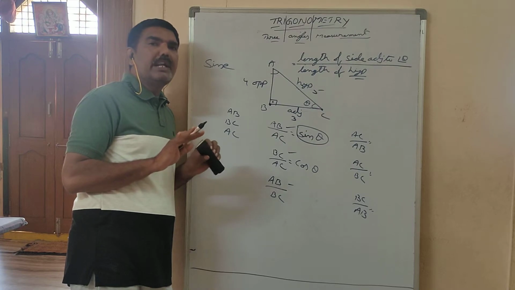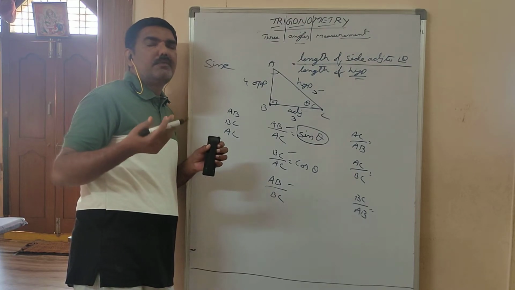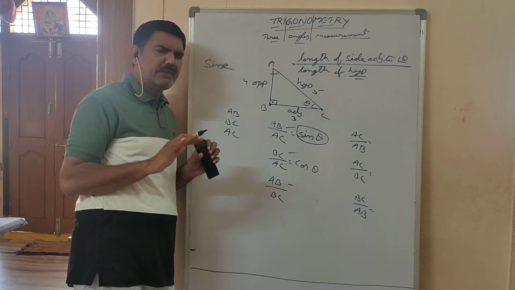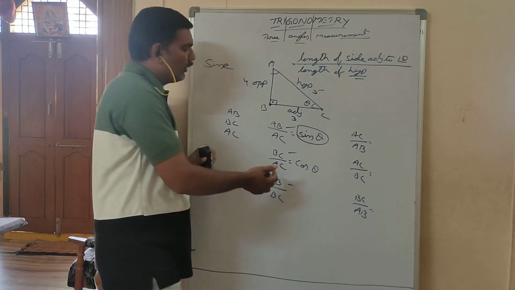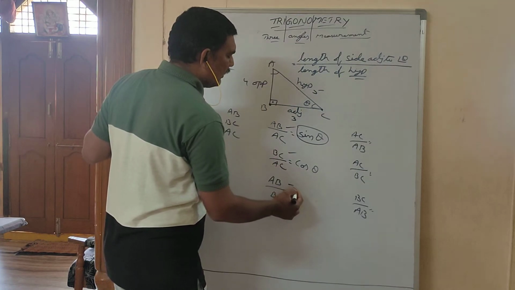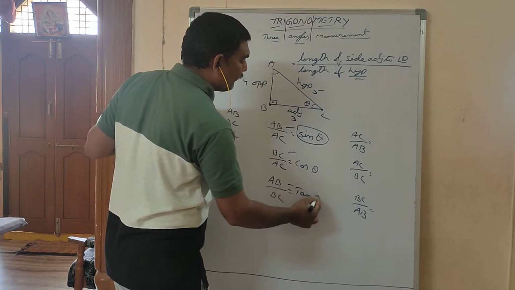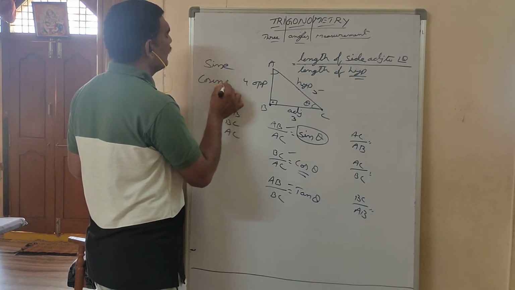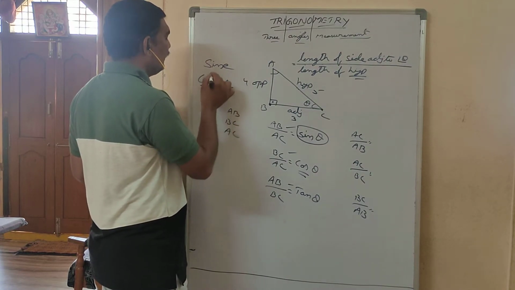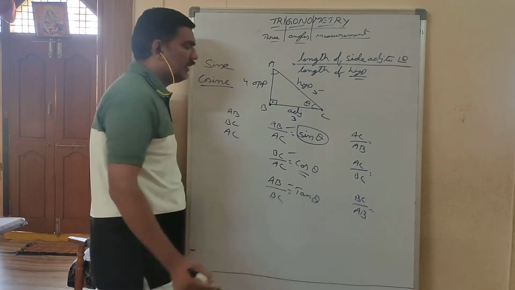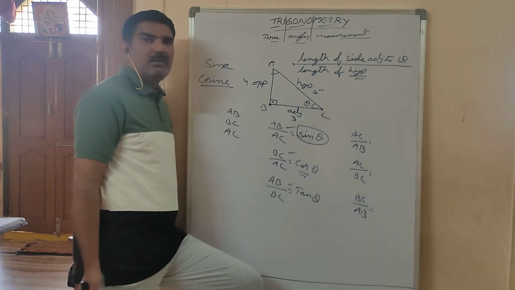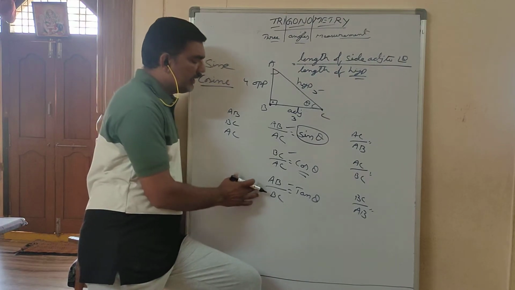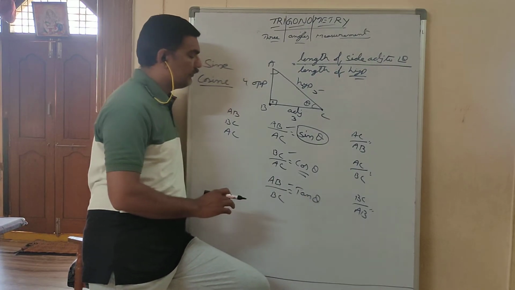No need of fearing for this. Sin, cos, tan, no need of fearing. It's all very simple. Now we will go for tan. The full form of cos is cosine. In this cosine, they took the first 3 letters and kept it as cos theta. What is the full form of cos theta? Cosine. Next we will go for tan theta.